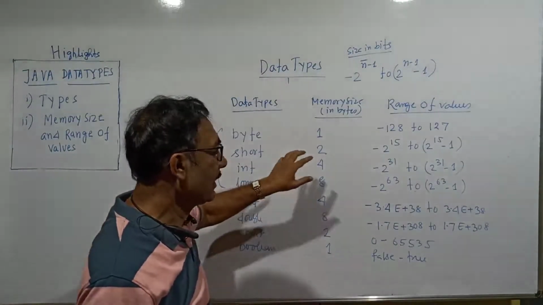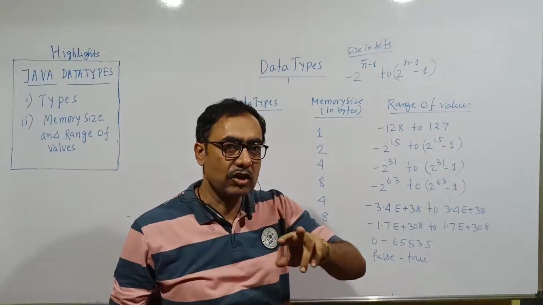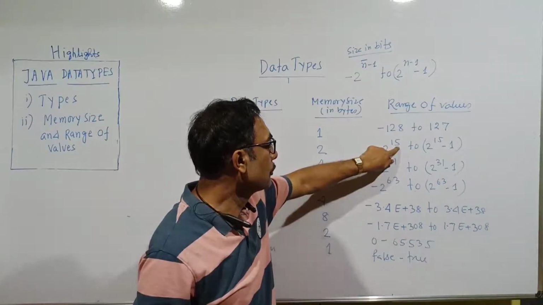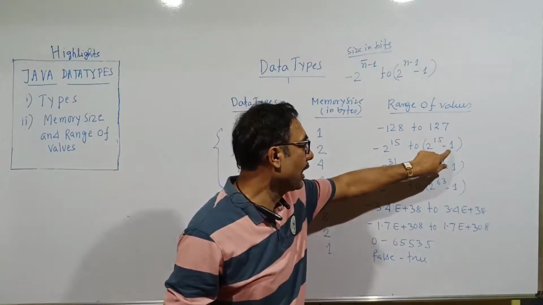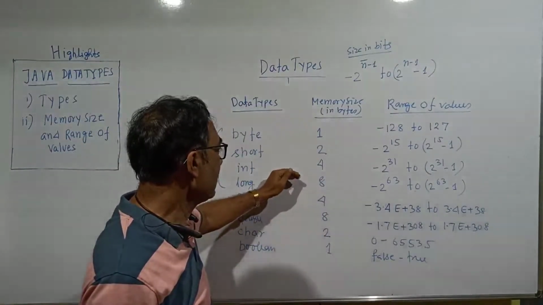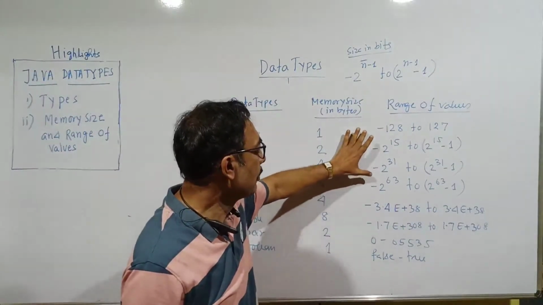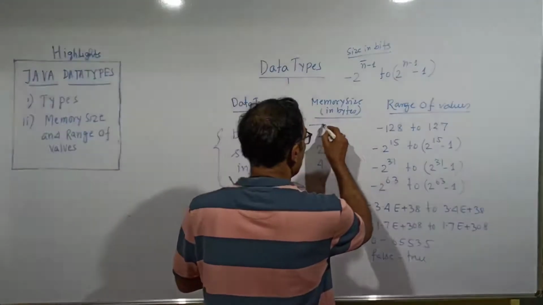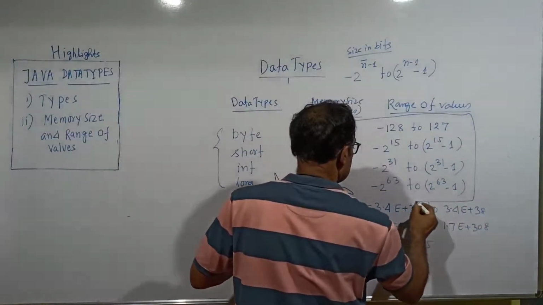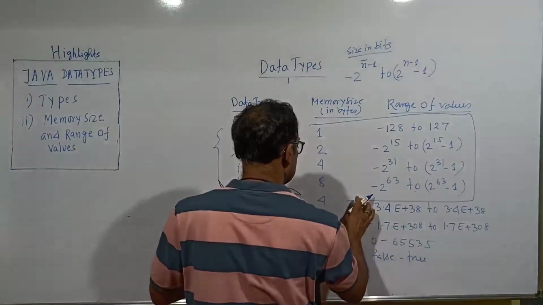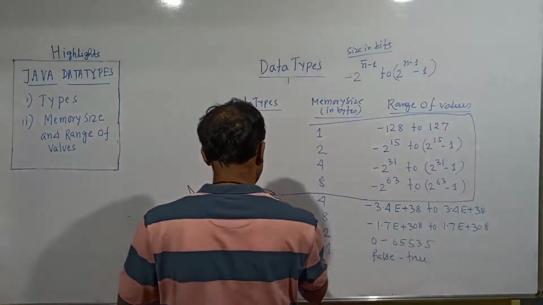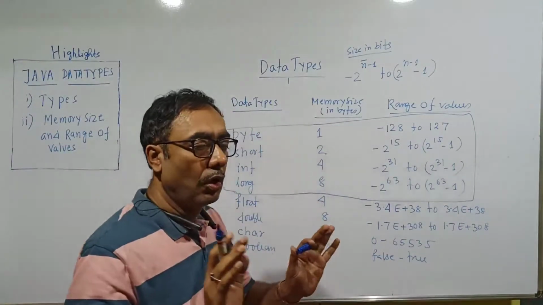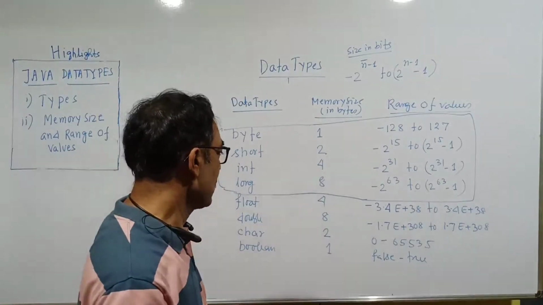Similarly, for short it is 2 byte. 2 byte means 16 bits. Now here it is minus 2 to the power n minus 1. So you find 15 to 2 to the power 15 minus 1. Similarly for int and long. So in this way you can remember the range of values for all integer data types. So we can classify this part separately. And it will be something like this. Okay. So that will give you the entire picture of integer data types in Java.